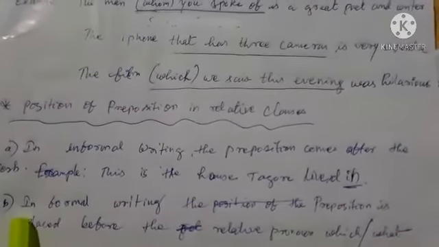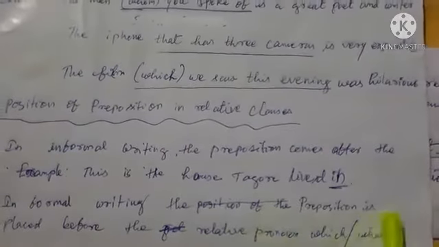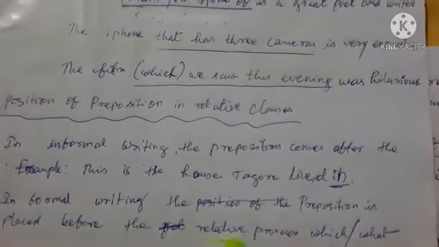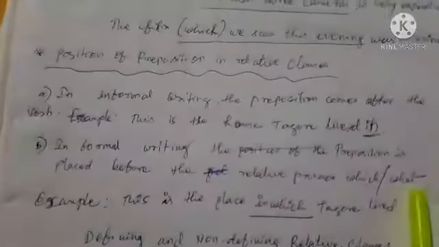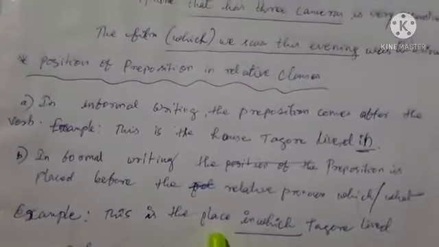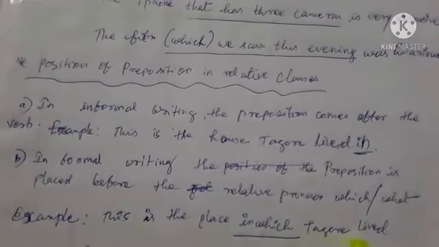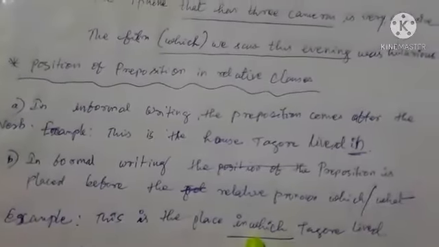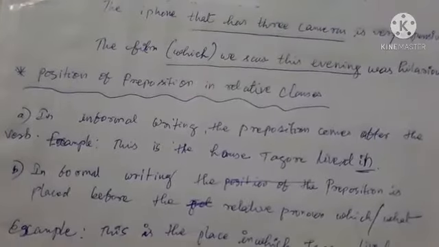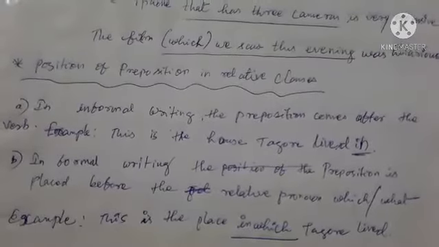Okay, whereas in formal writing the preposition is placed before the relative pronoun which or whom. For example, this is the place in which Tiger lived. So this sentence is written in a formal way, and the preposition in is kept before the relative pronoun which, as in which. Okay.